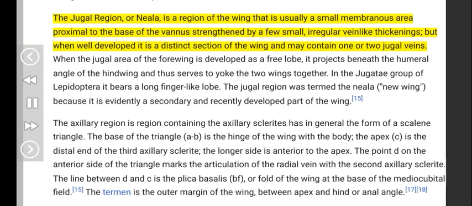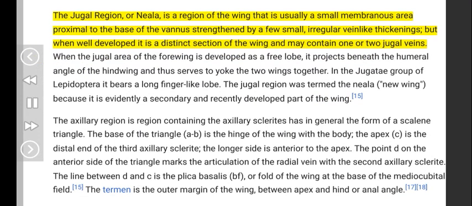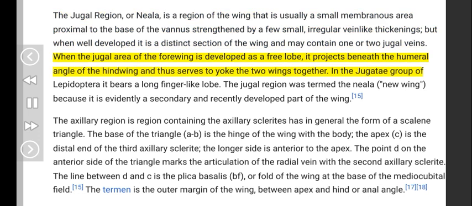The jugal region, or neala, is a region of the wing that is usually a small membranous area proximal to the base of the vannus, strengthened by a few small, irregular vein-like thickenings, but when well developed it is a distinct section of the wing and may contain one or two jugal veins. When the jugal area of the forewing is developed as a free lobe, it projects beneath the humeral angle of the hindwing and thus serves to yoke the two wings together.